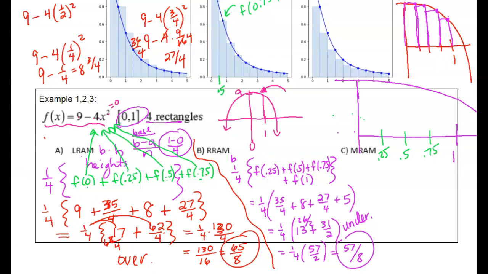But what happens is I want to use this middle point to go on my curve. And right here in the middle. So I like to draw my dots. So I have a little bit over and a little bit under. This one, same idea. So which one do you think is going to give the best answer? Yeah, midpoint. Okay. So it's still base times all my heights. So my base is still b minus a over n. So it's still 1/4 wide.